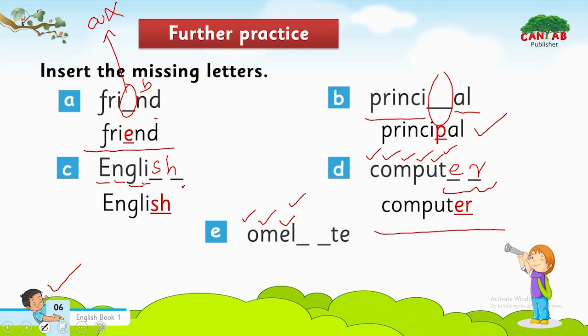O-M-E-L dash dash T-E. Look at the words. Look at the letters. What should be written? Yes, this is an omelette. So O-M-E-L-E, then T, then T, then E. So the right answer is omelette.